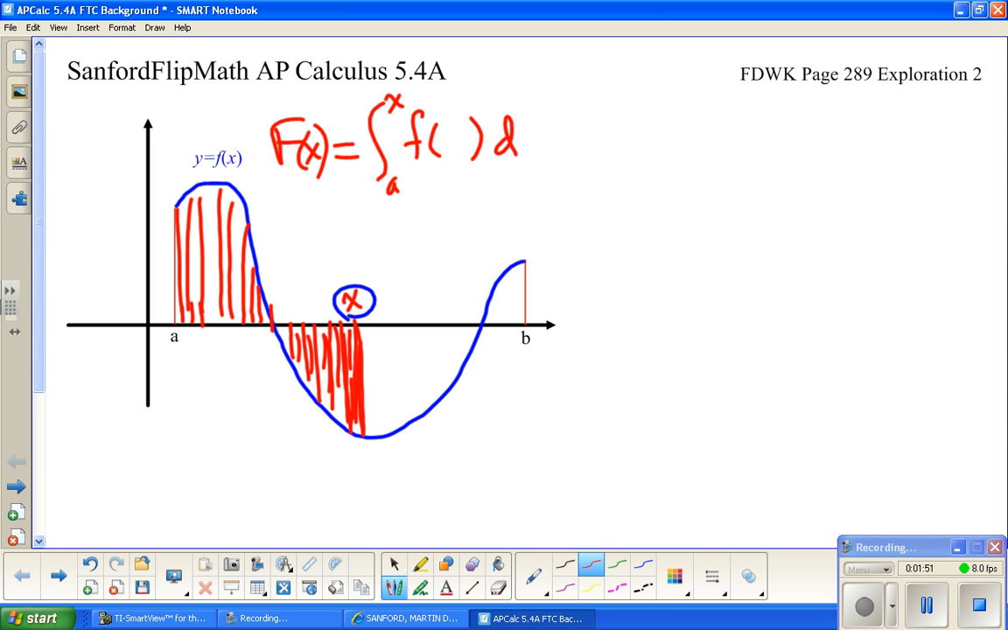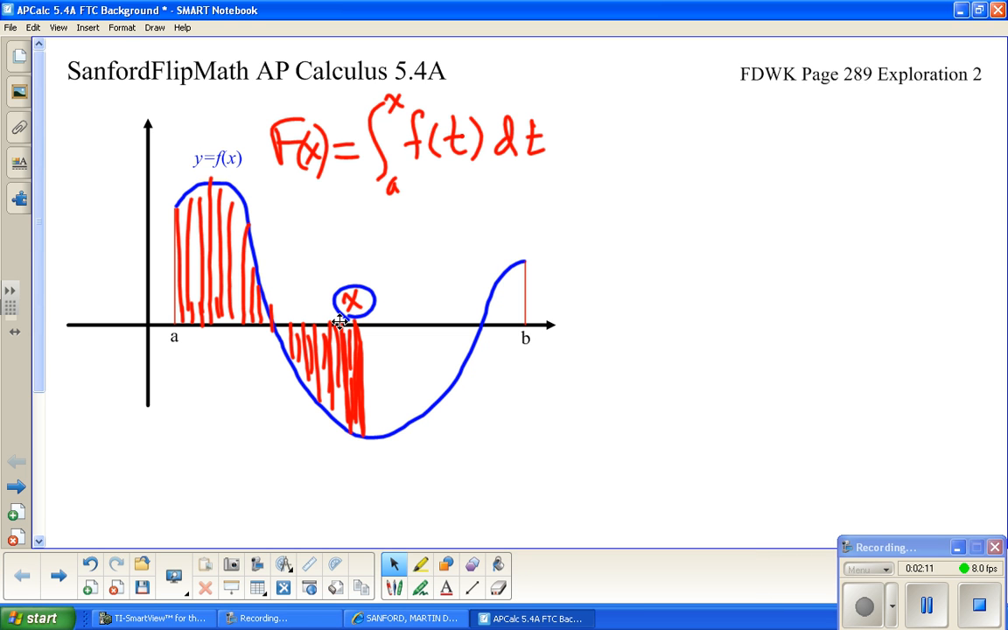Okay, so I have to call this something else. I'm going to call it t. That's the common thing to call it. It doesn't have to be t. It could be q. It could be u. It could be anything other than x. So what this represents is that area that we've added up, and picture it by adding up a bunch of rectangles.